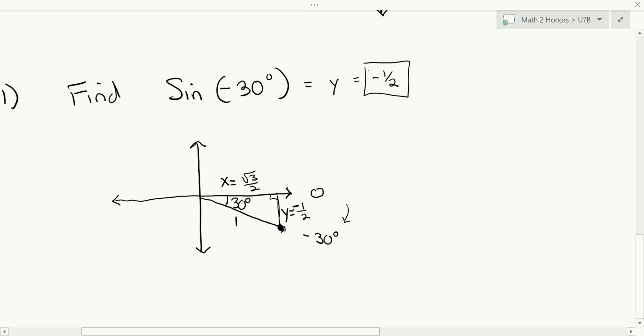Okay. So again, I'll reemphasize, your x value is always the cosine of the angle you're after, and the y value is always the sine of the angle you're after, if the hypotenuse length is 1. Okay. Let's try another one.